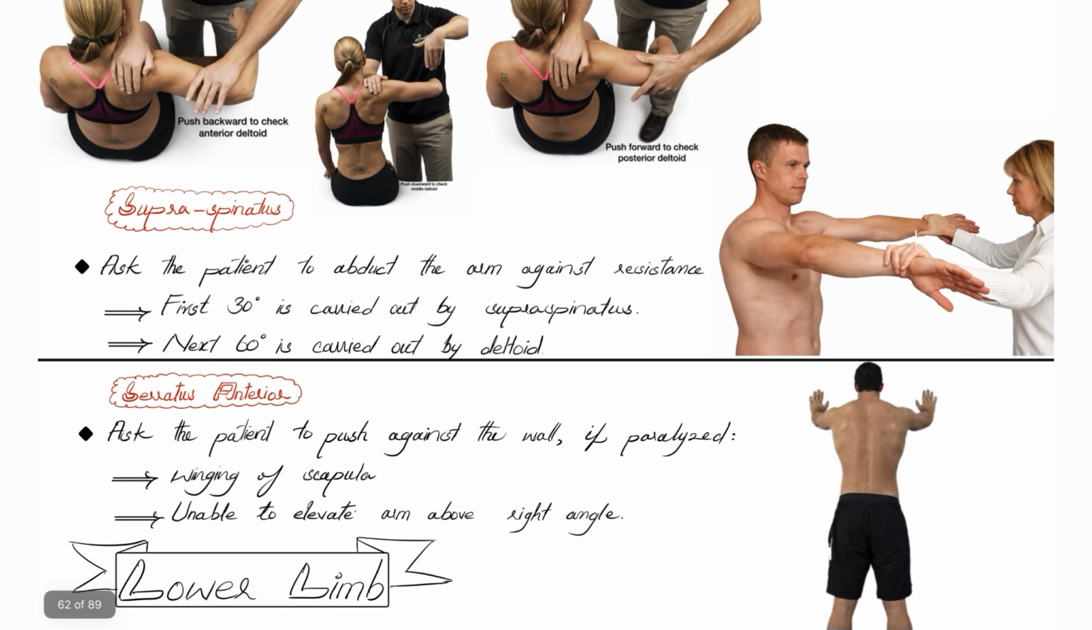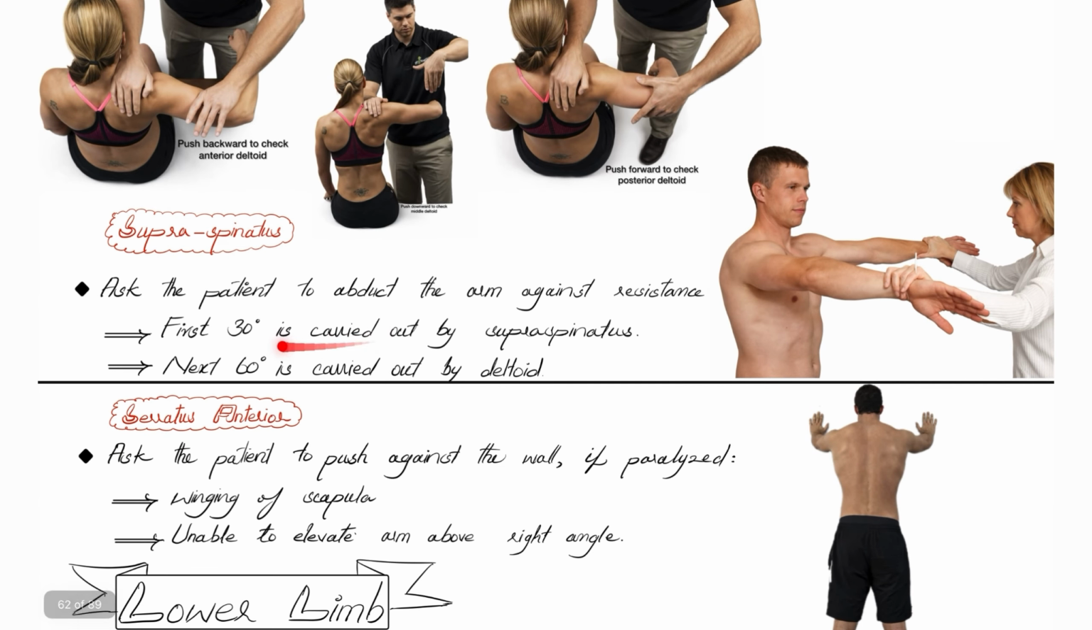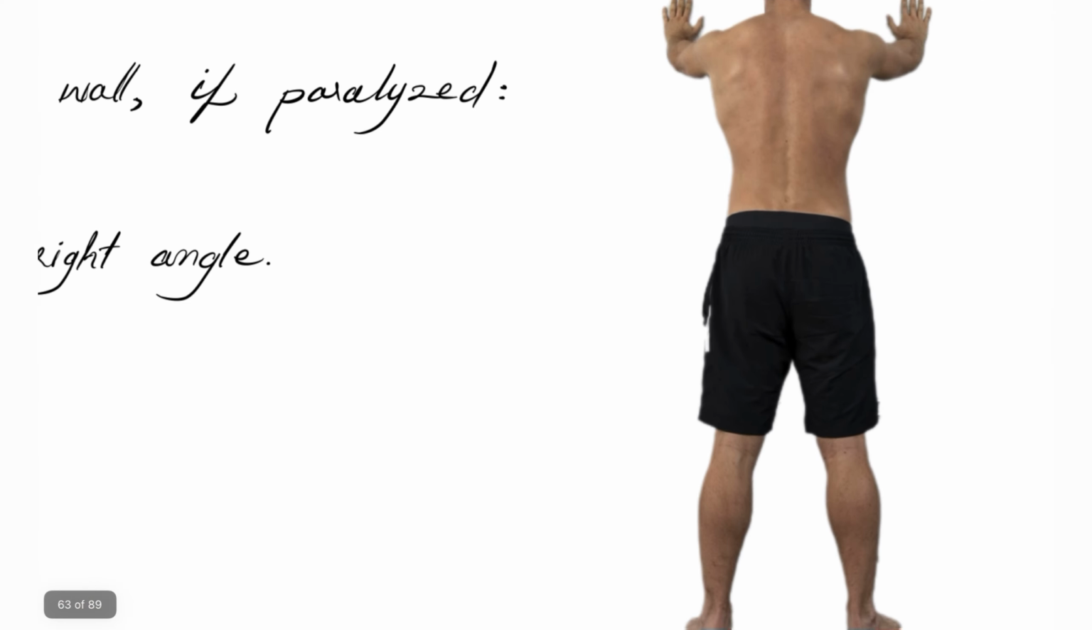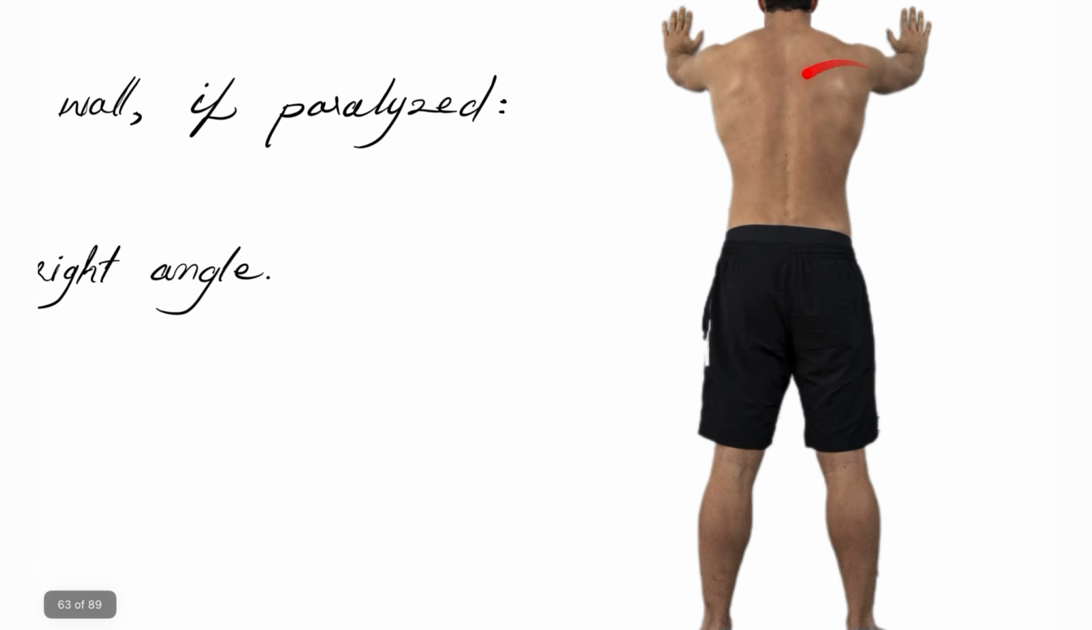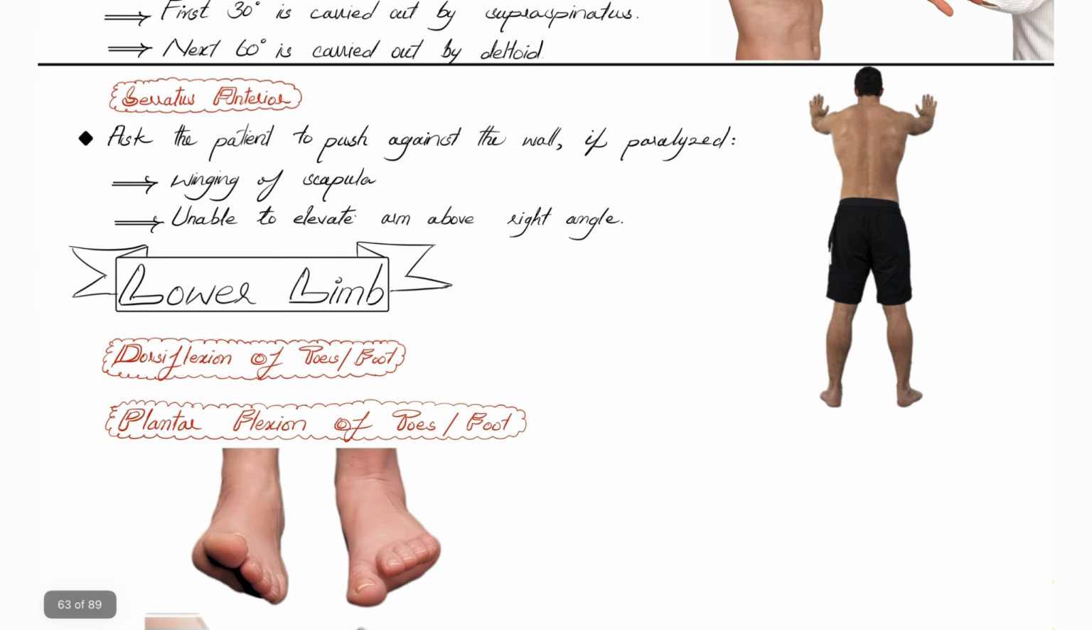For assessing the strength of supraspinatus, ask the patient to abduct the arm against the resistance. Always remember that the first 30 degrees is carried out by supraspinatus, while the next 60 degrees of abduction is carried out by deltoid. Checking the power of the serratus anterior, instruct the patient to push against the wall. If the serratus anterior is paralyzed, there will be winging of the scapula and the patient will be unable to elevate the arm above the right angle, which means above 90 degrees.